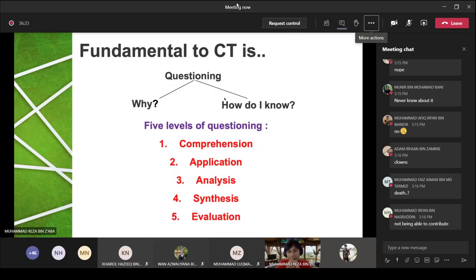For undergraduate students, the maximum or the highest level that we may go is maybe around the analysis level. So you can Google this, Bloom. It's called Bloom's taxonomy. It's the level of questions, the level of questioning. How involved is the level of questioning?